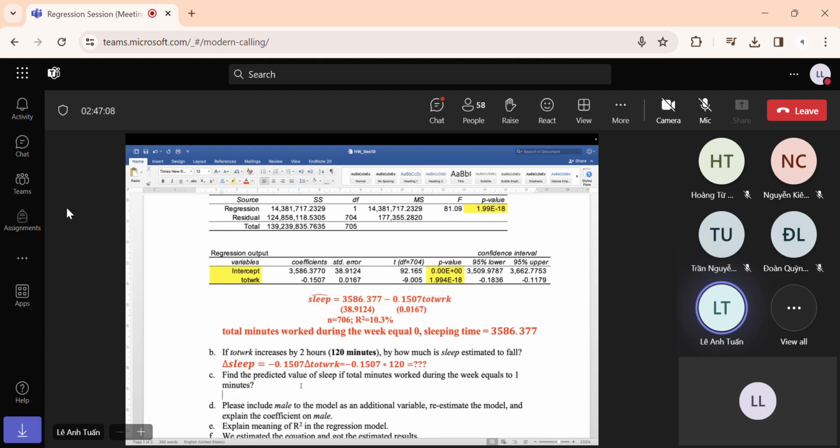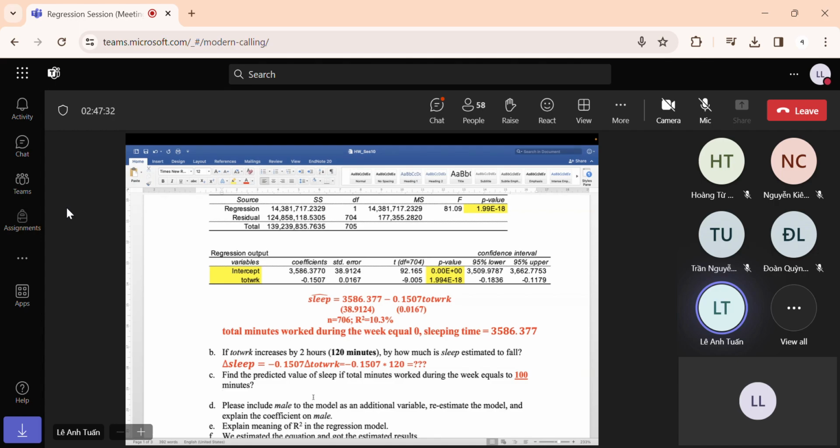And day. So find the effective value or relative value of sleep if the total minutes work during the week equals one. Okay, 1 minute is very small, so I think we can change to 100. Yeah, 100, because one is very small, and it's easier for us to calculate.